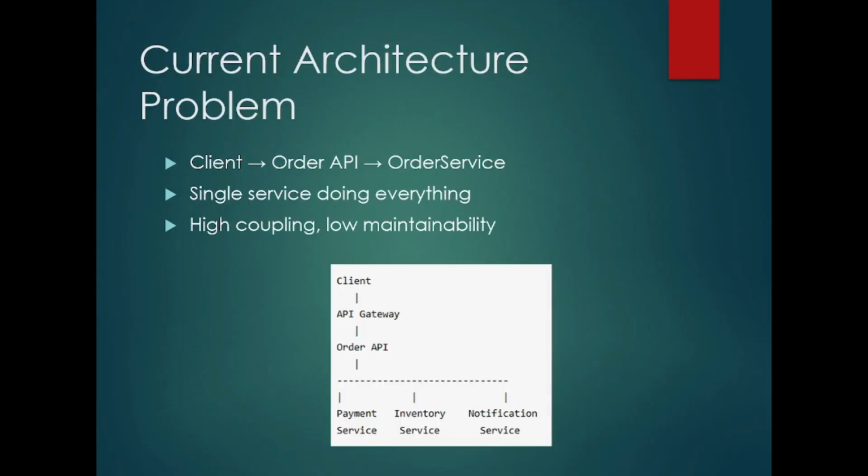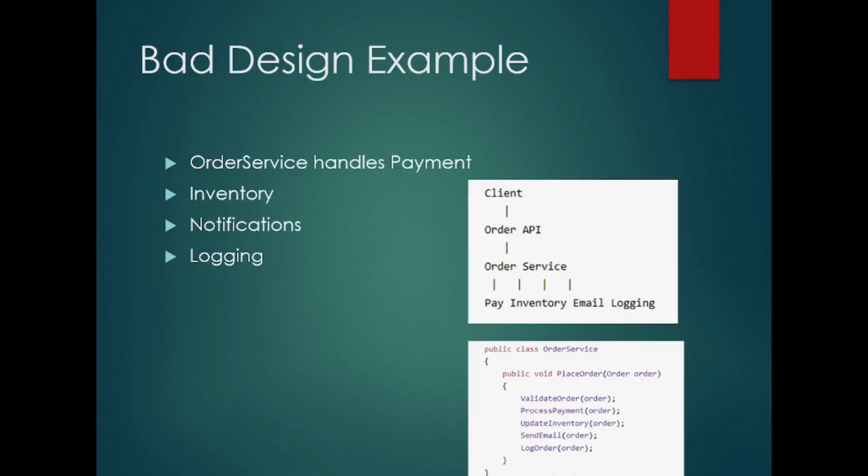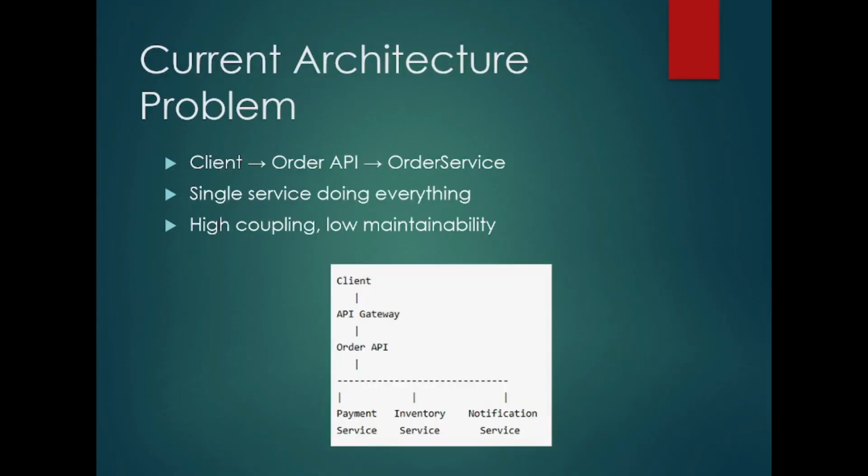So the rule we will discuss now. The current architecture we already discussed, but you can see earlier in the order service we are doing many things. So instead of that, we are dividing. The client order service, a single service doing everything, as we already discussed, has high coupling and low maintainability. Now we can divide the order API. From the order API we can take three services: payment, inventory, and notification, which will be different services so that they can be managed independently with low coupling.